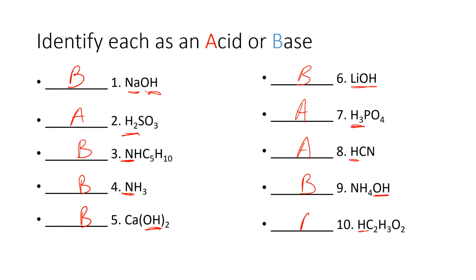HC2H3O2, that's acetic acid, so that's an acid. All right, so you should be able to determine acid or base. You're looking for leading H's for acids. Bases will start with a nitrogen or have an OH in them.